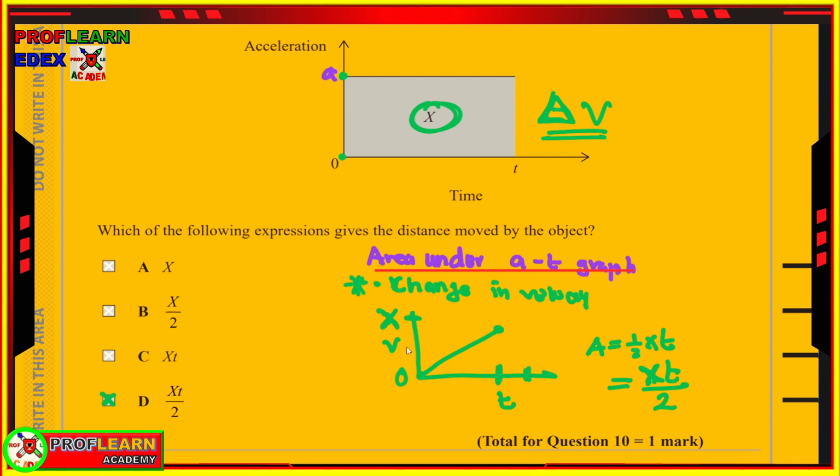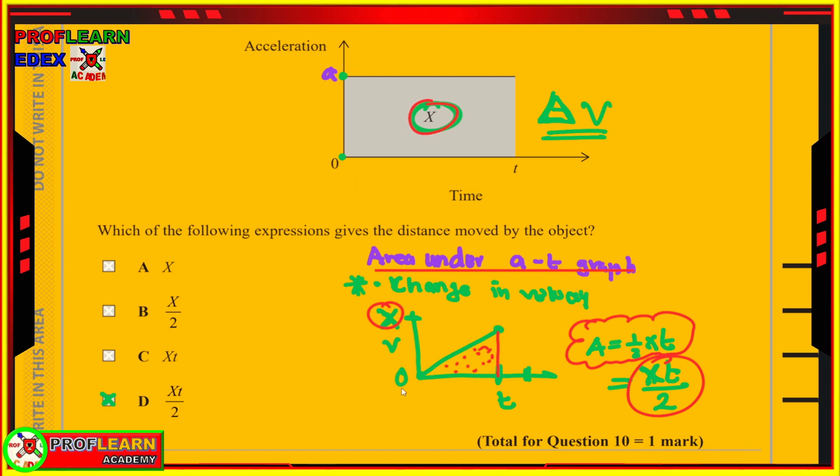So if we want to work out the total distance covered, we're going to work out the area under this graph. That is going to be a half base times height, which is a half times x times t. If you work it out, it's going to be xt over 2. Because this is a triangle, we say a half base times height. And this is t, which is our base. Our height is x, and the x we got from here, change in velocity.